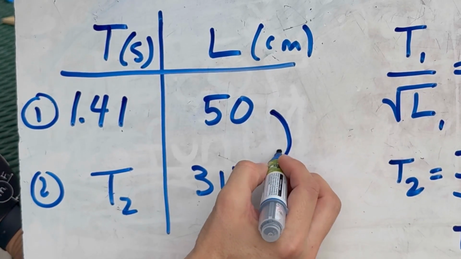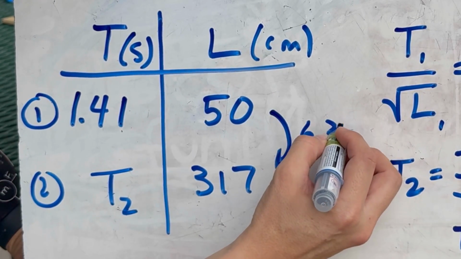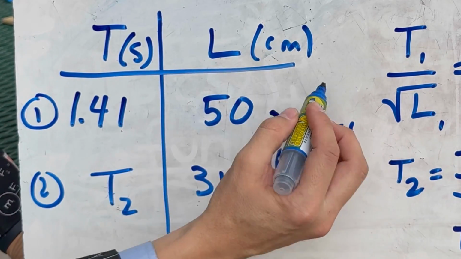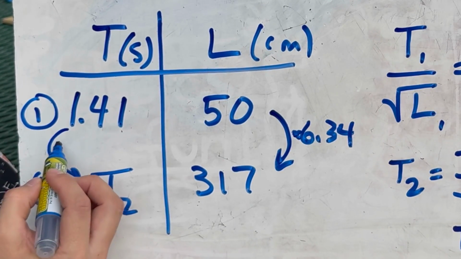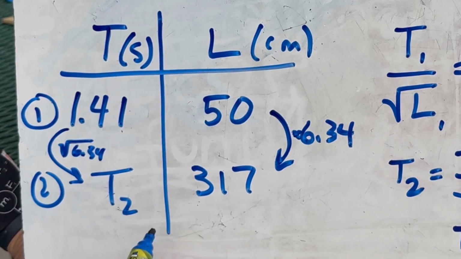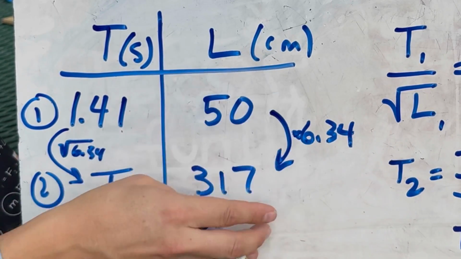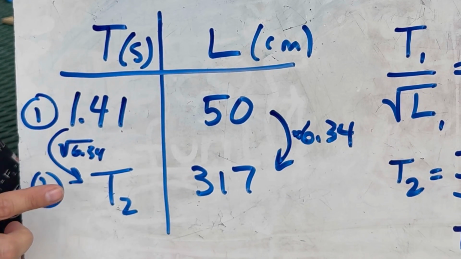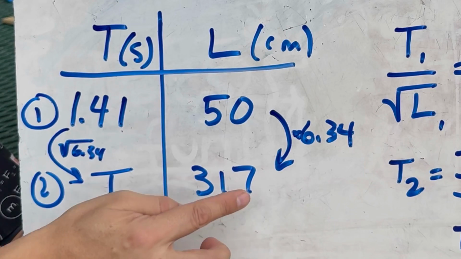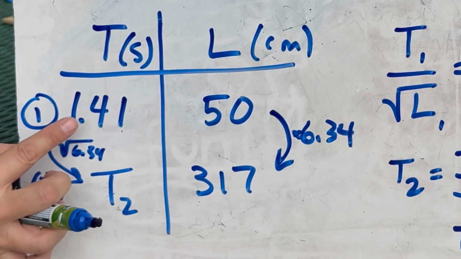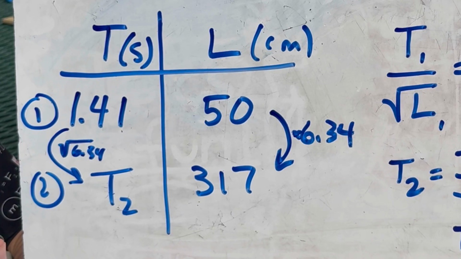This was a factor of 6.34. Right? Multiplied. We took the square root of that, and that was this factor over here. We're going to multiply this by the square root of 6.34. So we can see how that when we multiply by something over here in the length, the period will be multiplied by the square root of that factor. So if this was double, this would be the square root of 2 times more. If this was 4 times more, this would be 2 times more, and so on.